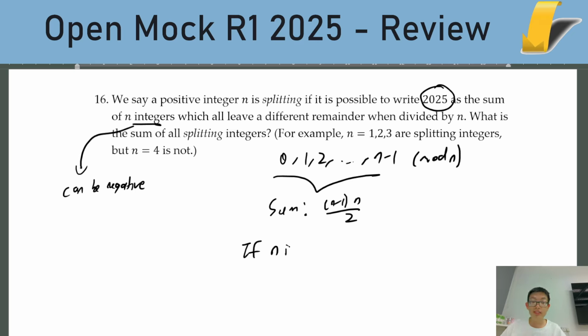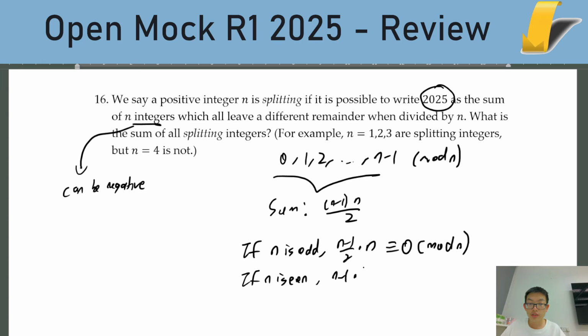So if n is odd, that means that n minus 1 over 2 is an integer. It will look like this. But if n is even, this would be n over 2 mod n. Which means that we need to check both cases to see whether 2025 can be in these forms, and if so, when.